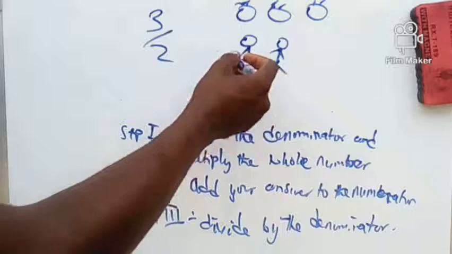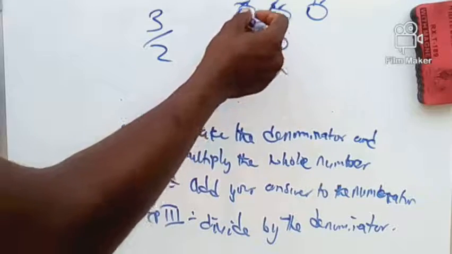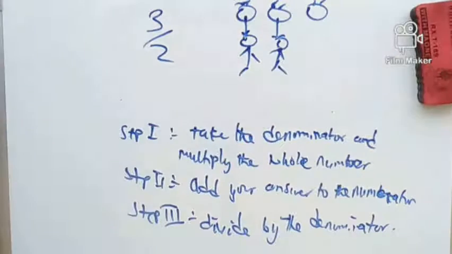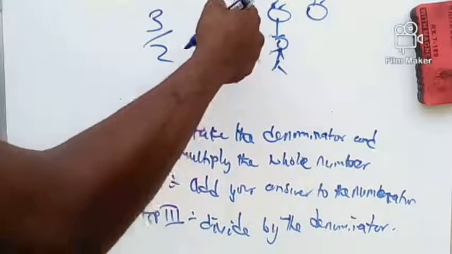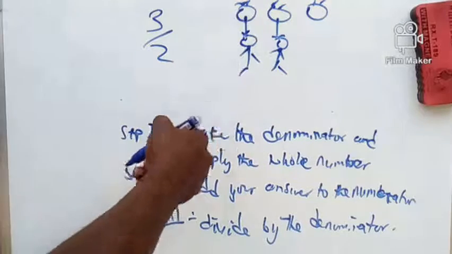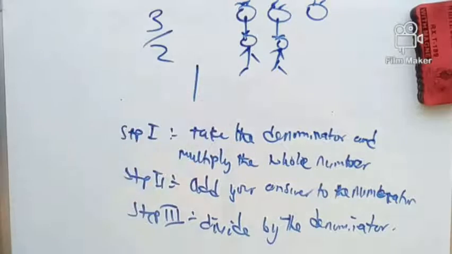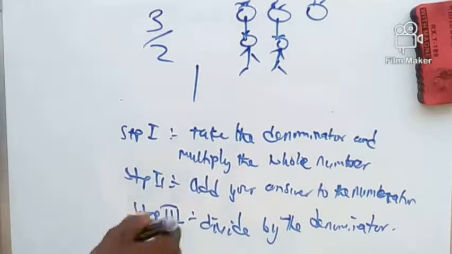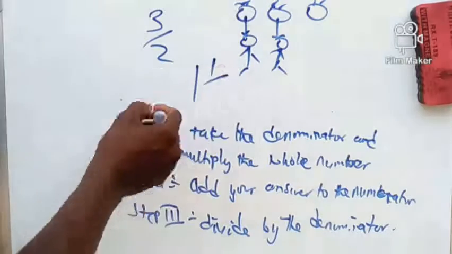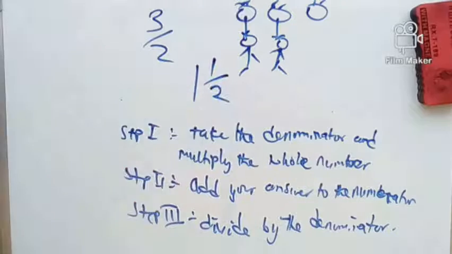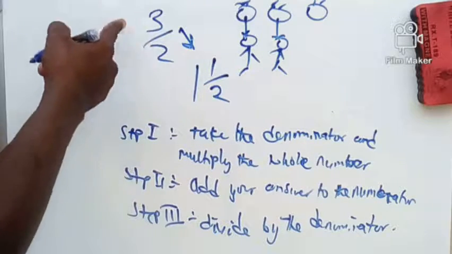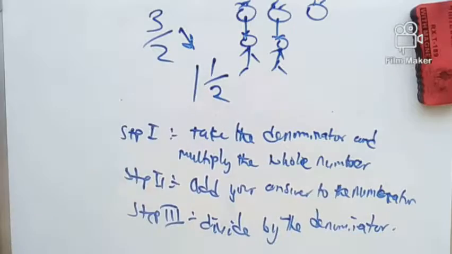So first of all, each person gets one orange. And how many oranges are left? One. So what I'm going to do is write the one orange that each person got, and that is one whole number. Now the remainder is only one orange that is remaining. I will write it as 1 and then divide it by the denominator, which is 2. I have converted this from an improper fraction to a mixed fraction. And that is how you take care of that.